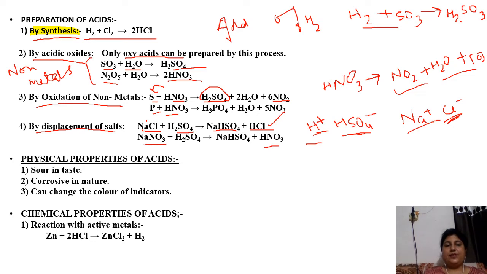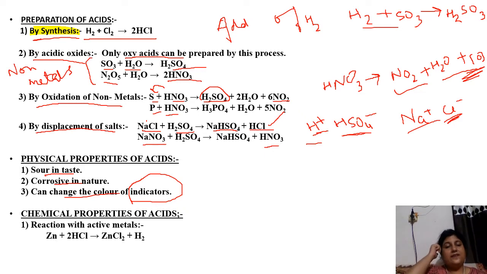Now the physical properties of acids. They are sour in taste. We all know very well that acids are the substances which are sour in taste, and they are highly corrosive in nature. Why? Because they result in the production of water and nascent oxygen. So they can corrode anything by reacting with other metals. They can change the color of indicators. Indicators are the substances such as litmus, phenolphthalein, which give special indication when they react with any substance.